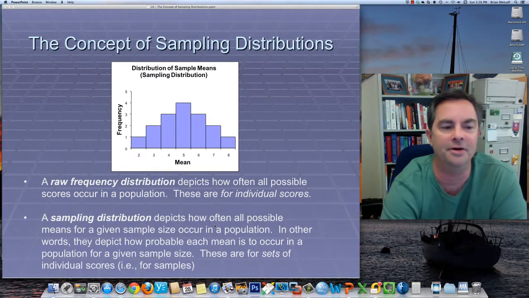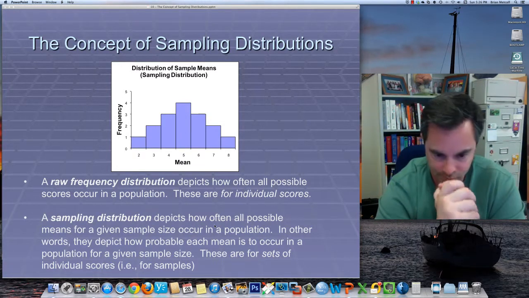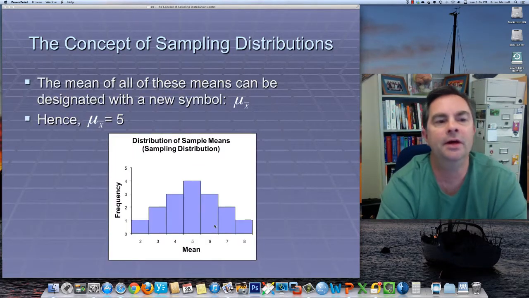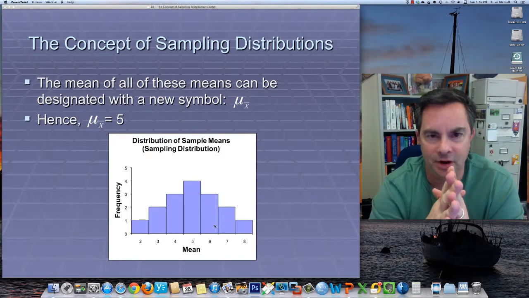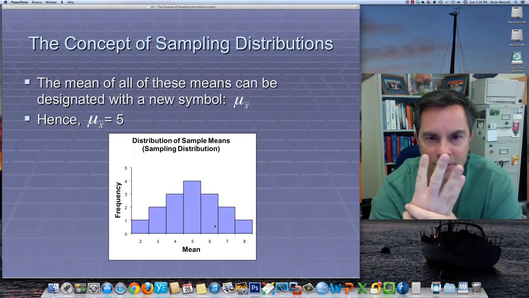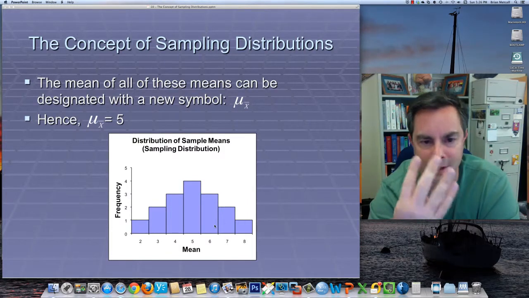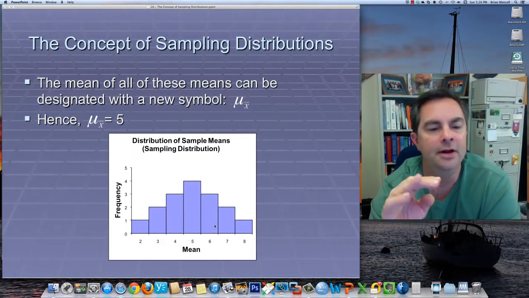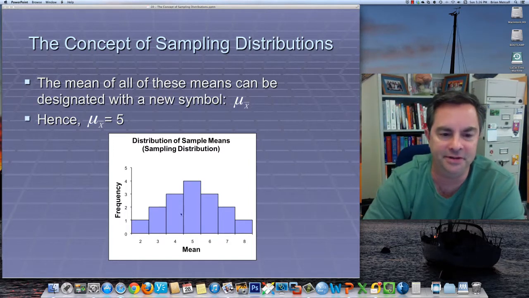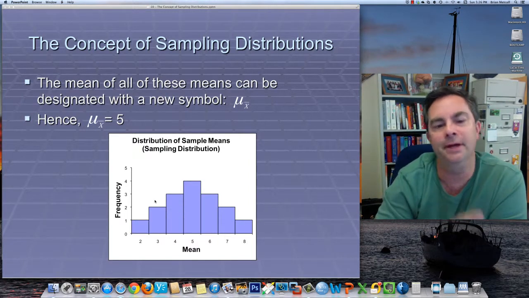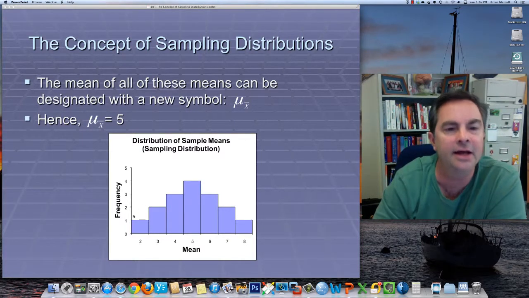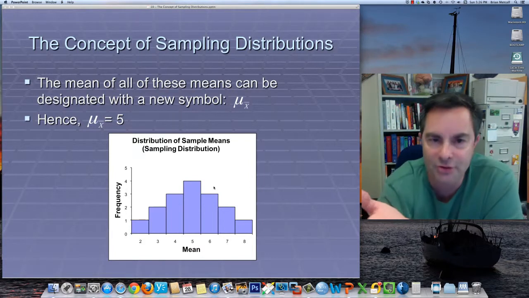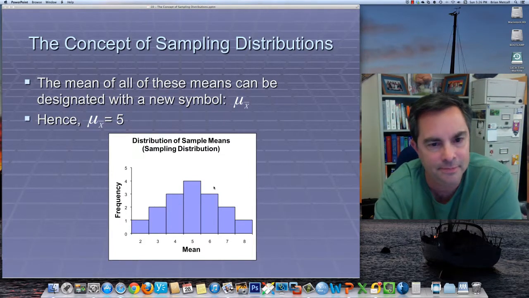A few more concepts to cover here. Now, as we saw at the beginning, the mean of those 4 scores was 5. I added up the 4 scores together, divided by 4. It was a population mean, a mu of 5. Now I have 16 means assembled in this sampling distribution. I can calculate the mean of those 16 numbers. Add up those 16 means and divide by 16. And guess what? They too equal 5.